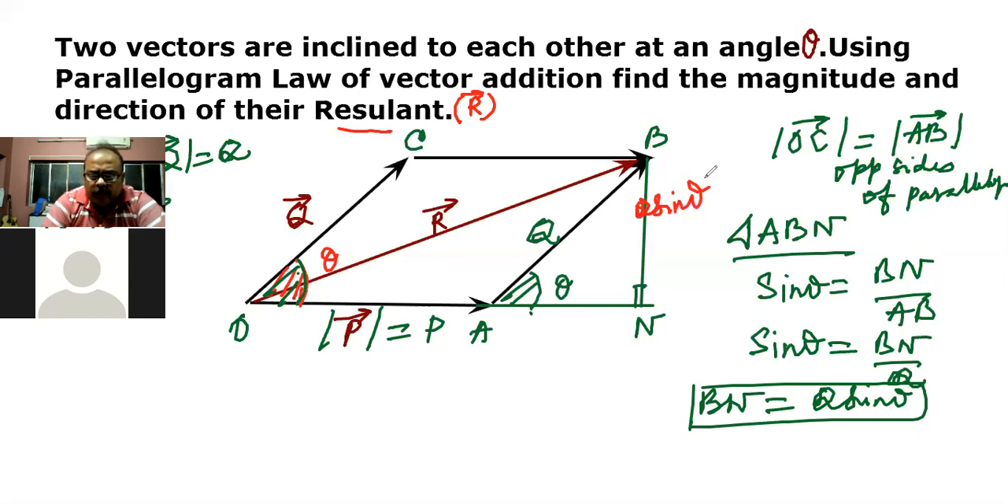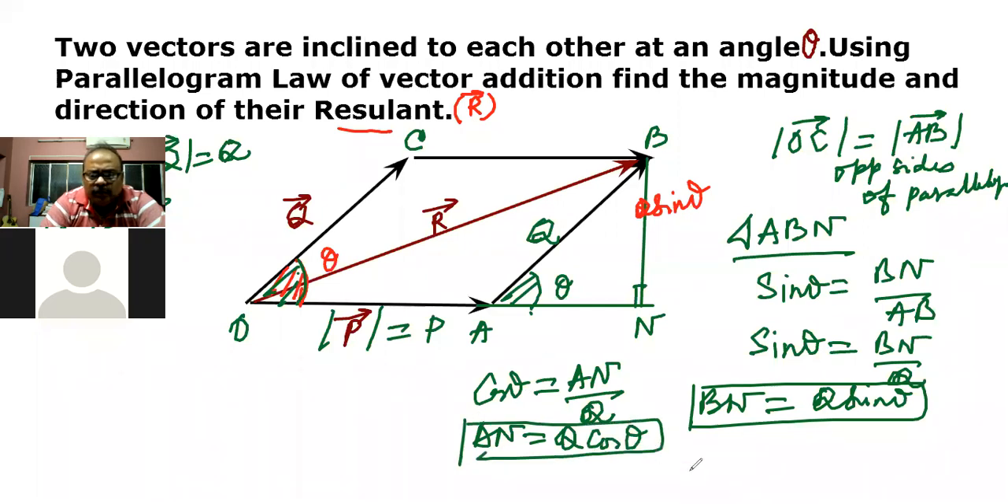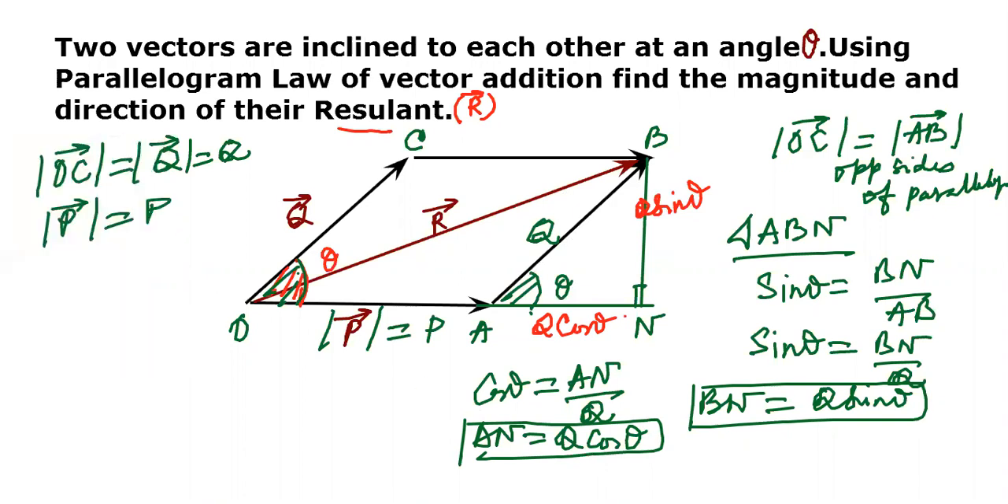Next we move on to cos theta. What will be cos theta? I can write that cos theta equals AN by AB. AB is Q, so similarly I can write AN equals Q cos theta. I hope it is clear to everyone. So the AN part is Q cos theta and BN is Q sin theta. Now I consider the triangle as a whole.